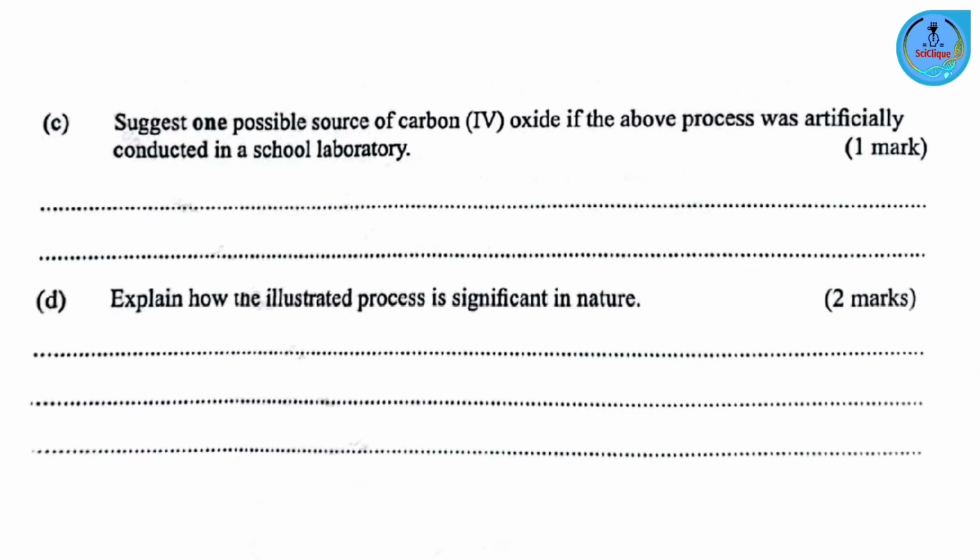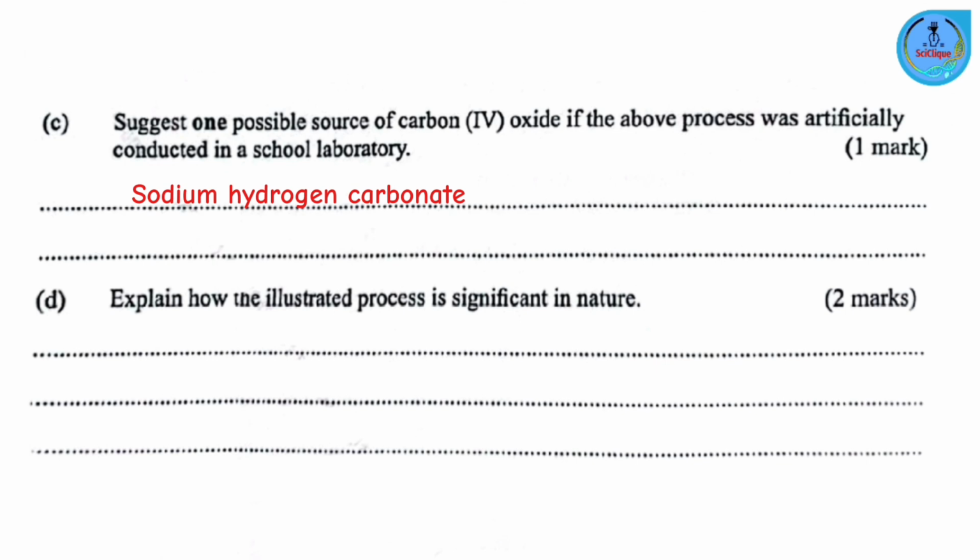Part C suggests one possible source of carbon 4 oxide if the above process was artificially conducted in a school lab. Okay, now if this was to be conducted in a lab and we needed a source of carbon 4 oxide, the most common one would be sodium hydrogen carbonate. So sodium hydrogen carbonate will break down to form sodium carbonate, water, and of course what we want, carbon 4 oxide.